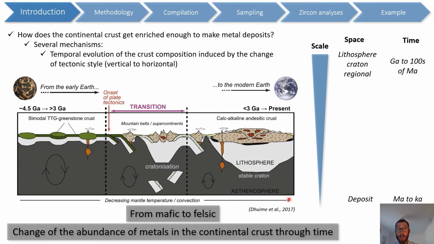What you can see on this first figure is a temporal evolution of the composition of the continental crust that is also induced by the change of tectonic style. The tectonic style evolves from the Archean to nowadays from vertical to horizontal. This is associated with a change in the continental crust composition that evolves from mafic to felsic, and a change in the abundance of metal in the continental crust through time.